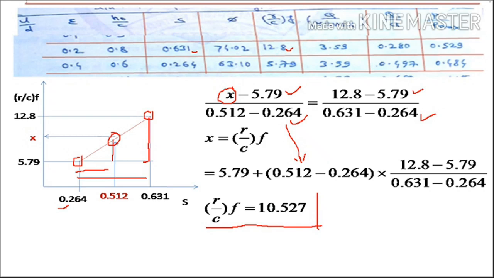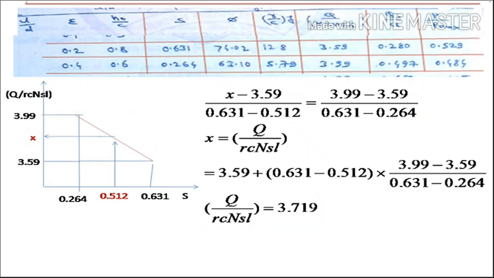Similarly, we will determine the value of another dimensionless parameter, that is Q by RCNSL. So I am plotting the value of Sommerfeld number on x-axis and Q by RCNSL value on y-axis. Corresponding to 0.264, the value of Q by RCNSL is 3.99, so I am marking this particular point here. Similarly, for 0.631 Sommerfeld number, the corresponding value of Q by RCNSL is 3.59.